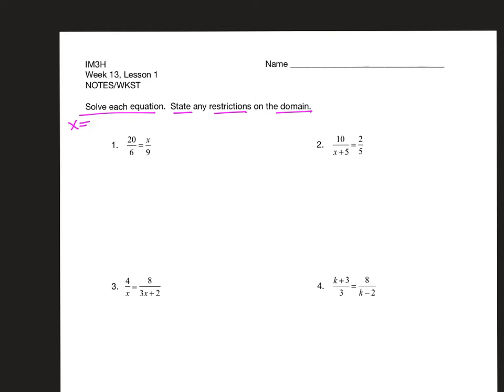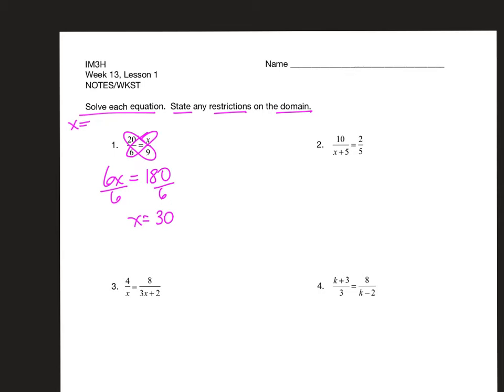Okay, so for number 1, if you remember, solving proportions is most easily done by cross multiplying. So if I multiply here, I get 6x. If I multiply here, I get 180. And if you divide both sides by 6, we get x equals 30.